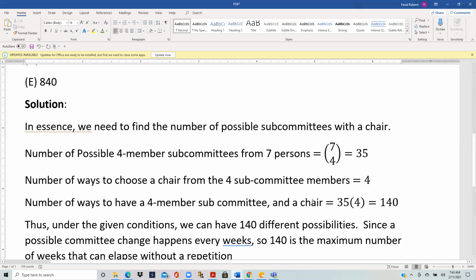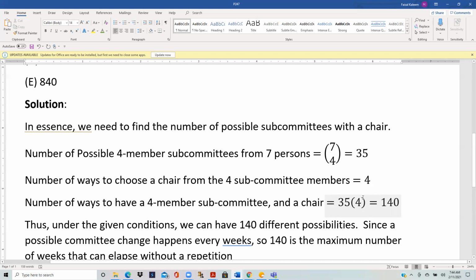And therefore the number of ways to have a 4-member subcommittee and a chair: the 4-member subcommittee is 35, and "and" means multiplication, and for the chair we have 4 possibilities, so 35 times 4. So we have a total of 140 different ways possible to have a subcommittee of 4 members where one of them is a chair.